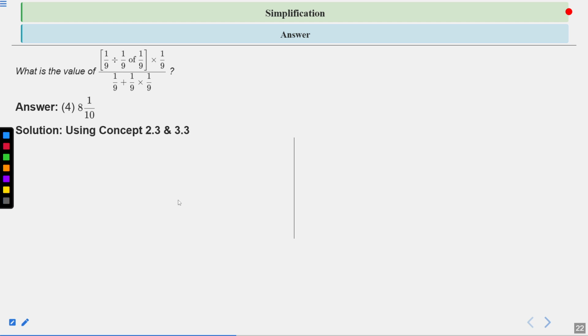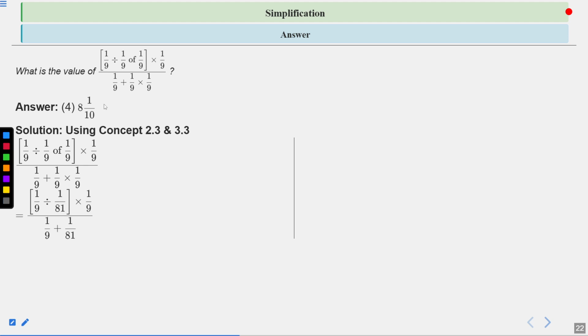Now see the detailed solution using concept 2.3 and 3.3 in this question. The expression says 1 upon 9 divided by 1 upon 9 of 1 upon 9, bracket close, multiplied by 1 upon 9, whole upon 1 upon 9 plus 1 upon 9 multiplied by 1 upon 9.